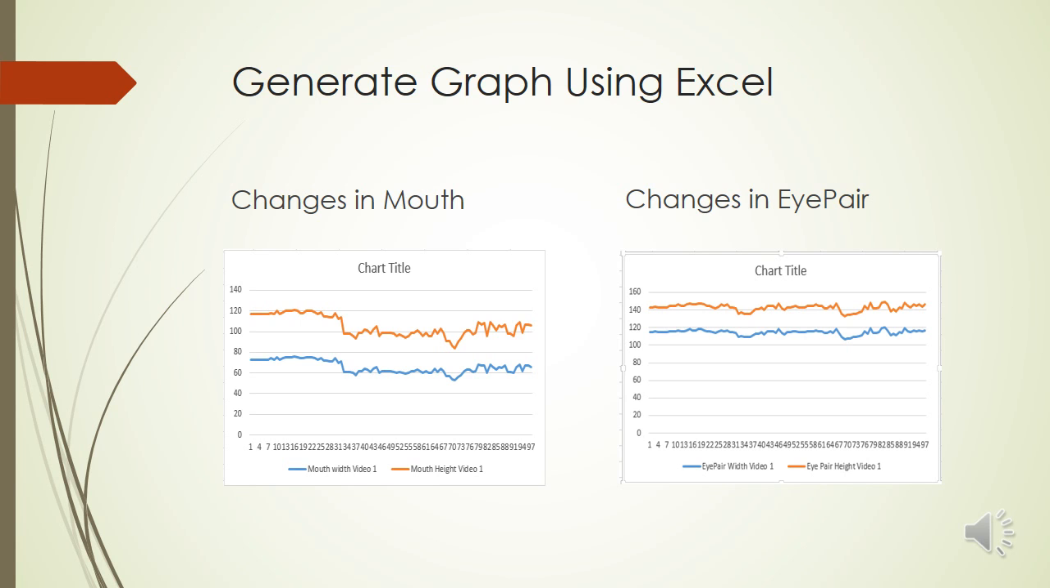As you can see, on the left side is the graph of changes in the mouth, and on the right side the graph of changes in the eye pair. There are fluctuations in the mouth, whereas there are fluctuations in the eye pair too. So it seems like a genuine smile.